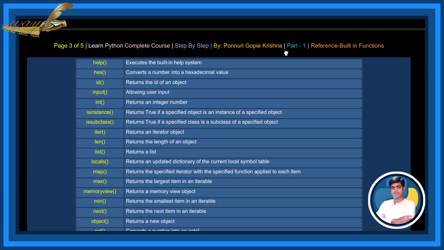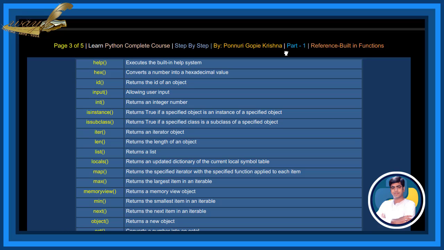The len function returns the length of an object. The list function returns a list. The locals function returns an updated dictionary of the current local symbol table. The map function returns a specified iterator with the specified function applied to each item. The max function returns the largest item in an iterable.